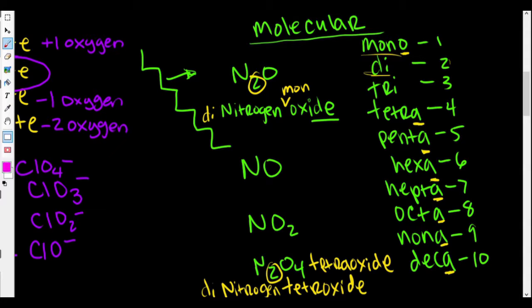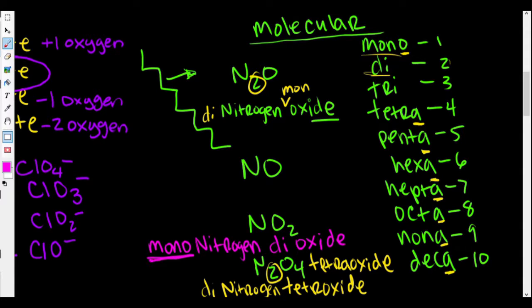So sticking with this, how would you name this guy right here? I'll give you a second to think about it. So remember nitrogen and then ox, oxide. So we have one nitrogen and two oxygens. So I wanted to bring up a point. That's why I wrote this.